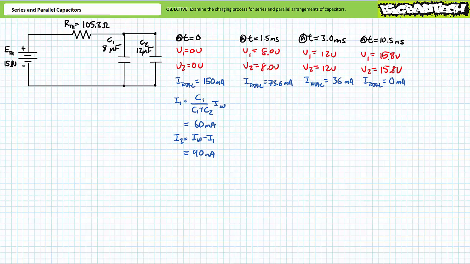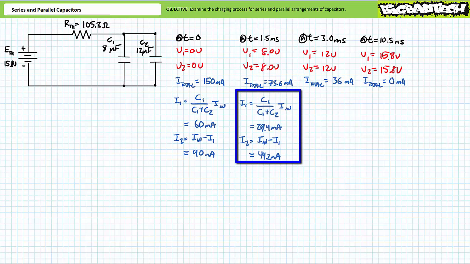Consider an occasion at 1.5 milliseconds, where we know incoming current for the total capacitance to be 73.6 milliamperes. An application of the direct proportionality relationship demonstrates that C1, the smaller capacitor, will draw 29.4 milliamperes of current, and C2, the larger capacitor, will draw the remaining 44.2 milliamperes of current. Regardless of the unequal distribution of current, voltage across the parallel combination of capacitors is 8 volts.